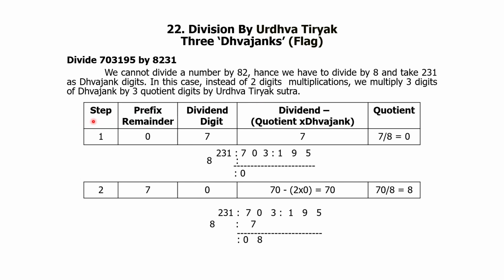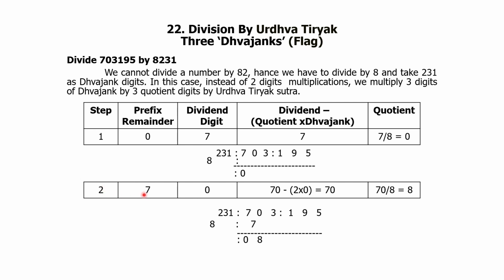Now we have a table. Columns are step, prefix remainder or remainder, dividend digit, dividend minus quotient into Dhvajanka, and quotient. First step: remainder is 0, dividend digit is 7, dividend minus quotient into Dhvajanka is 7, and quotient is 7 divided by 8 equal to 0.